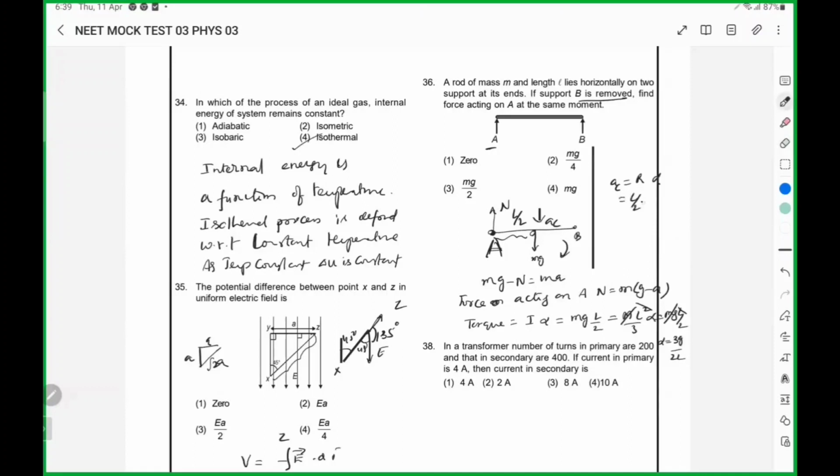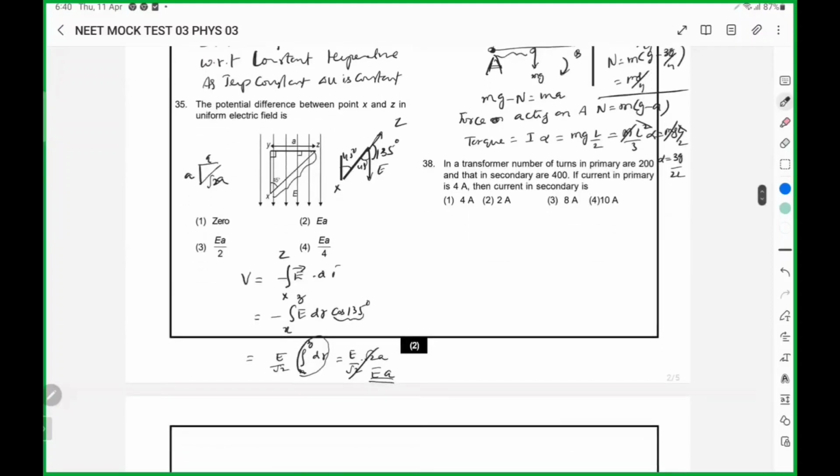Or here it is L by 2 into 3G by 2L, which is 3G by 4. And here it is M into G minus 3G by 4, which is mg by 4. So in a transformer, if it is an ideal transformer, power input is power output. So primary power EI is equal to secondary power.